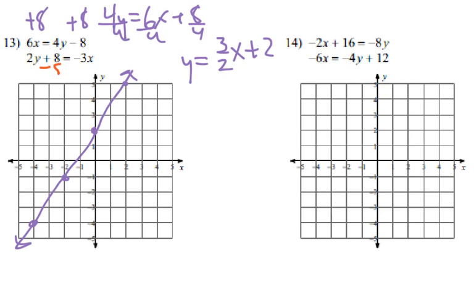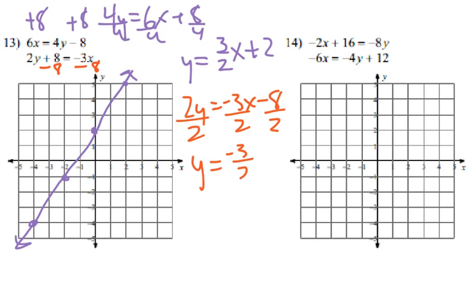Second one, we could subtract 8. We get 2y equals negative 3x minus 8. Divide everything by 2. We get y equals negative 3/2 x minus 4. So down to negative 4, up 3, to the left 2 because it's negative, and we see where it intersects, and that was a horrible line, but I know it intersects right there, so negative 2, negative 1.